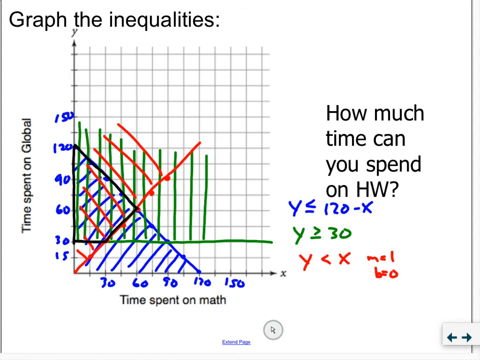So let's come up with an amount of time you can spend on homework. Well, what if we pick a point, kind of running out of colors, you know? We'll use a point in the black. What if we say we go to right here? It looks like that's the point. 90, 30, 60.